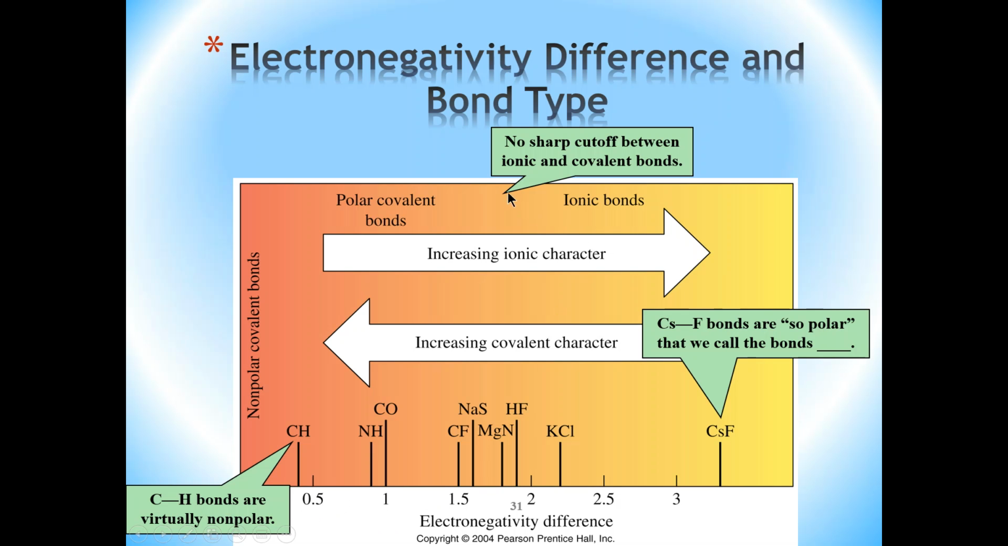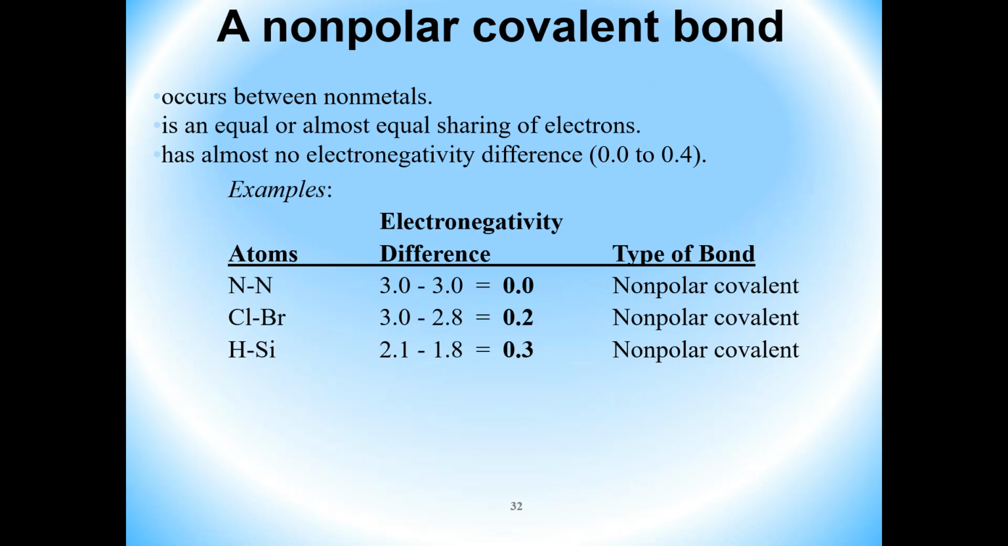And there's no sharp cutoff point when you look at the difference between ionic and covalent bonds, or for that matter, between polar and nonpolar bonds. But there are some criteria that we use in some textbooks. So what I'm going to show you here are the different criteria that are used to determine whether or not a bond is polar covalent, nonpolar covalent, or ionic.